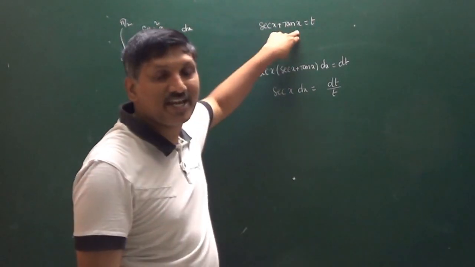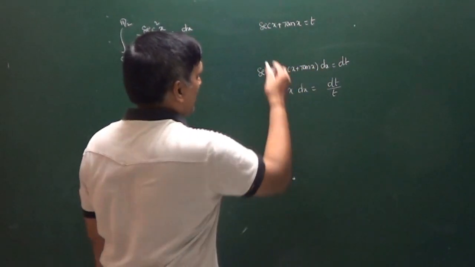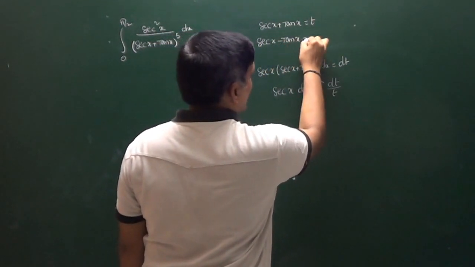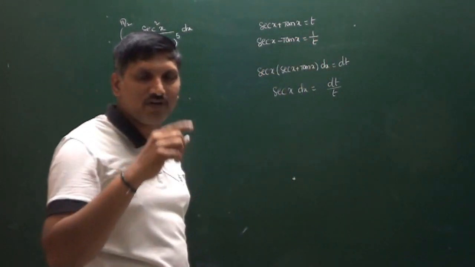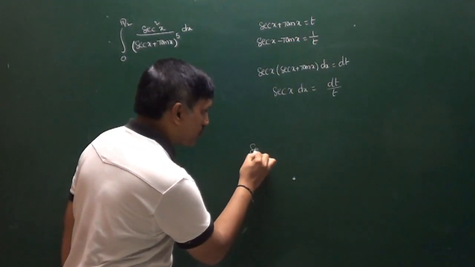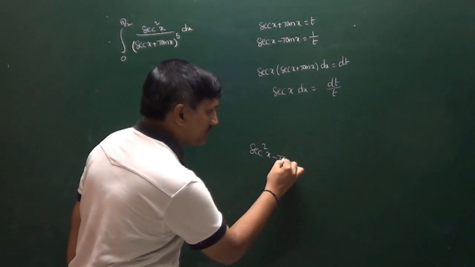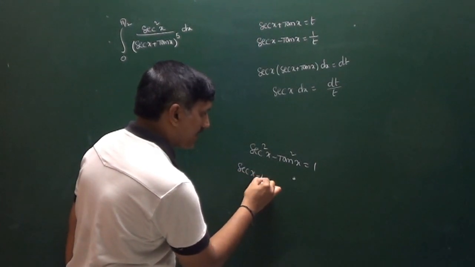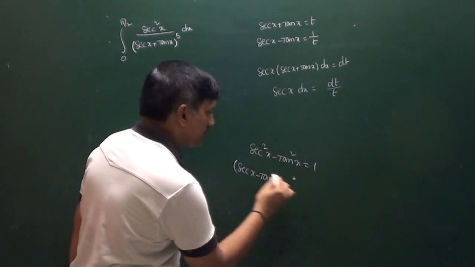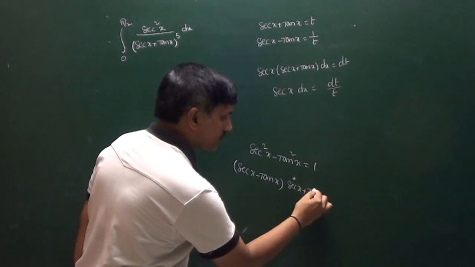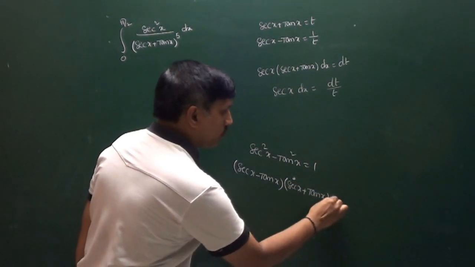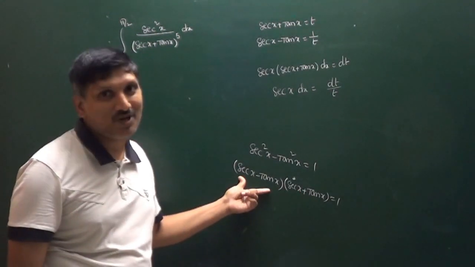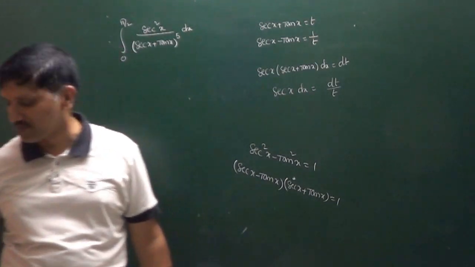Secant x plus tan x is equal to t. Then we can write secant x minus tan x is equal to 1 by t. I hope everyone followed, because secant square x minus tan square x is equal to 1. So we can write (secant x minus tan x) into (secant x plus tan x) is equal to 1. If you write this value as t, then this value becomes 1 by t, or not? So that is the idea. Then the problem is over.